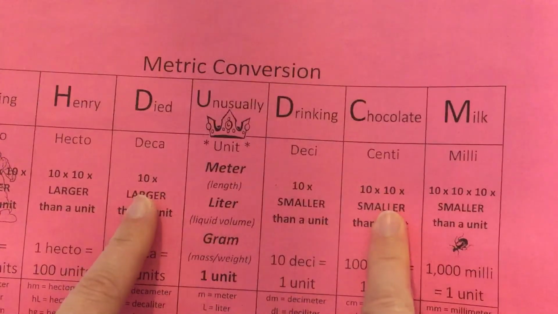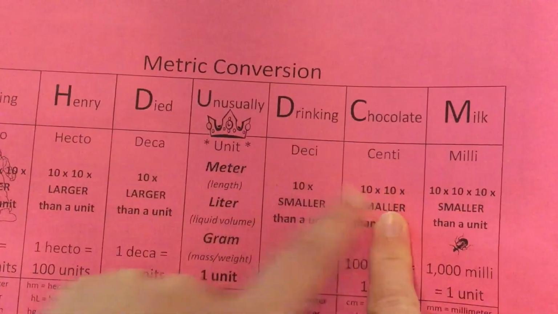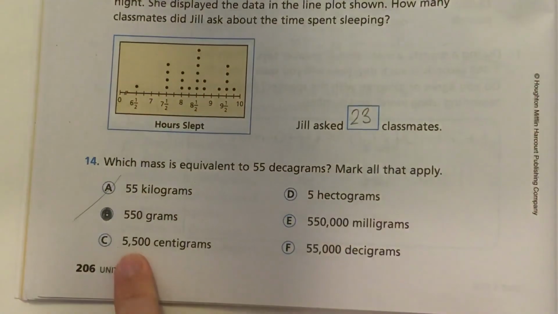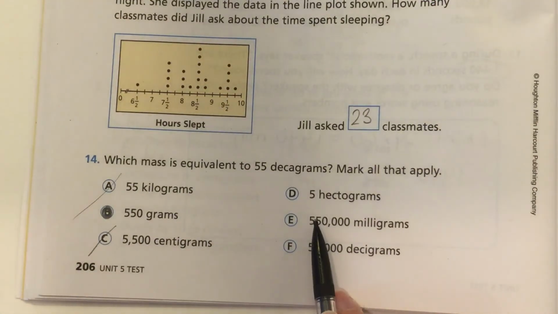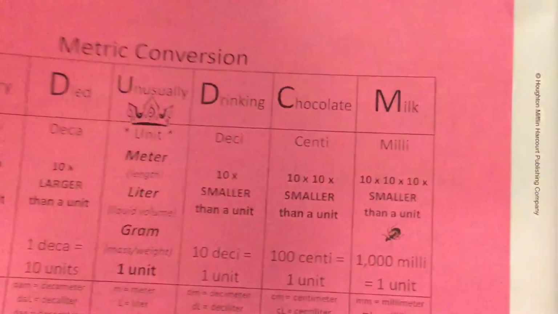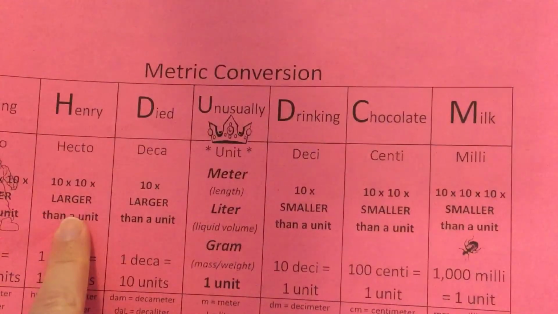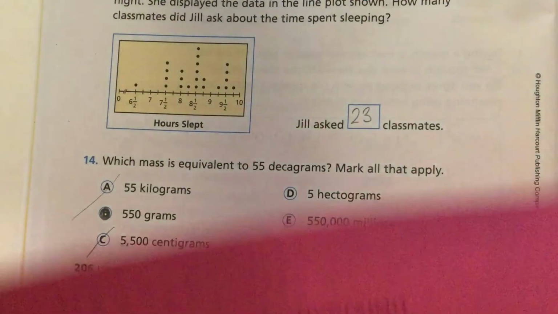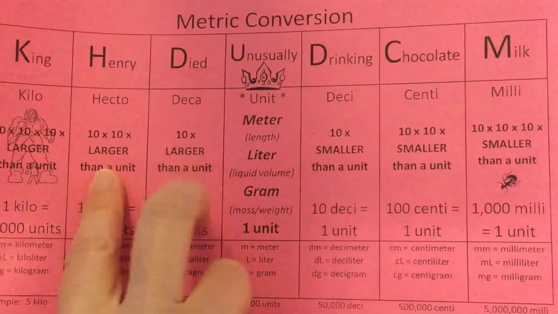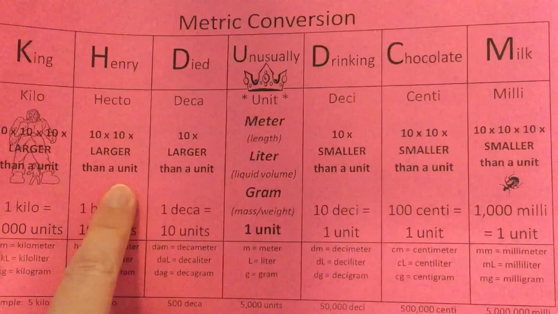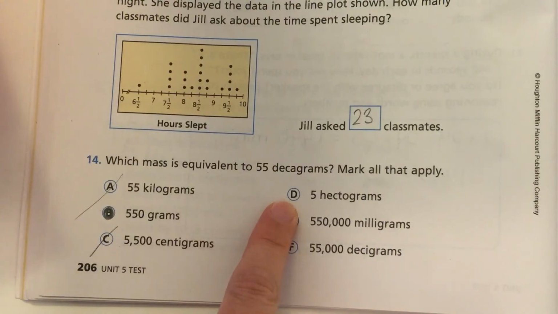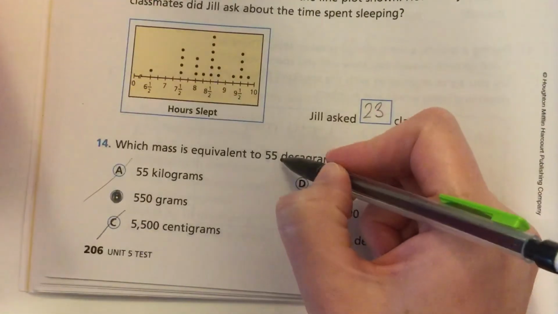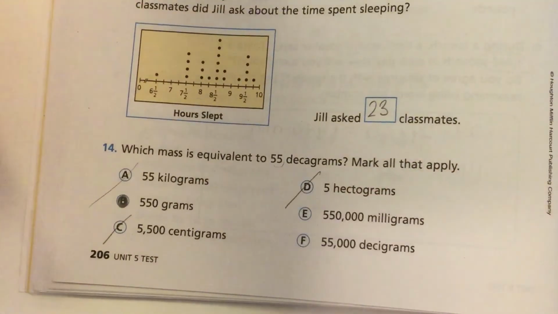5,500 centigrams. Moving from deca to centi, let's see how many hops. 1, 2, 3. Okay, so 3 zeros after the 55. That only has 2 zeros after the 55. 5 hectograms. Okay, so there's hecto. And then we're going from hecto to deca. Okay, so it is only one hop, but that would mean I'd need 1 0, or to take away 1 0. This actually could not equal it because we would need to move the decimal over. Nope, that one's not going to work.